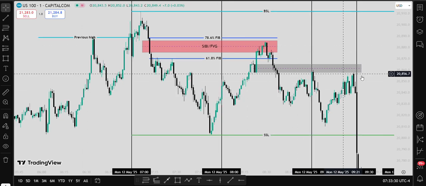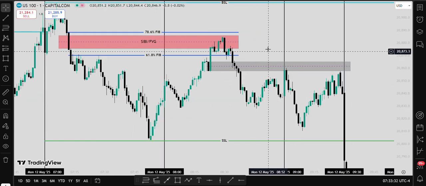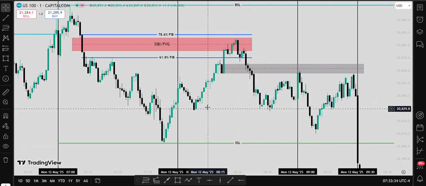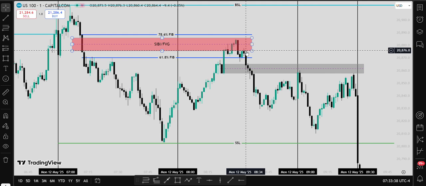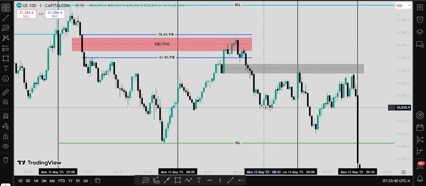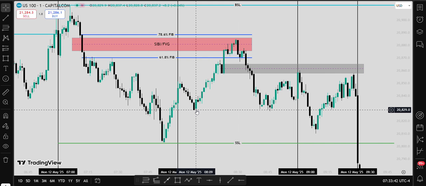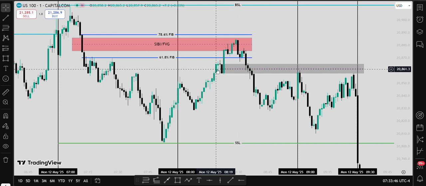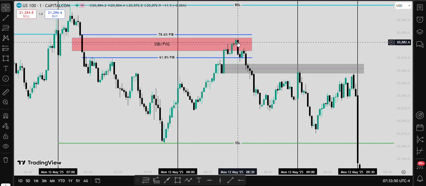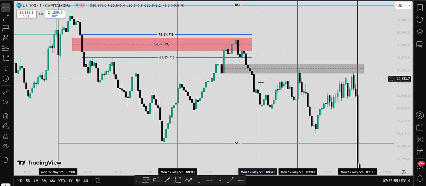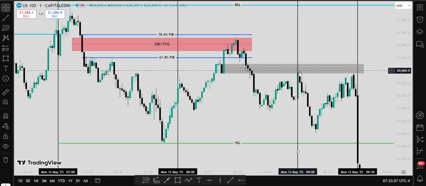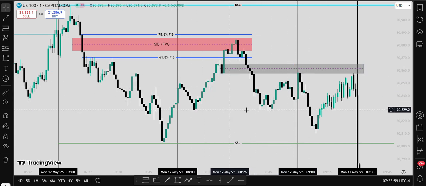Now let us see what's happening at this place again. Once it respected the SIBI, it went all the way down, created equal lows. This is like engineered liquidity. Then it retraced back to this order block, the down close candle, before the rally happened to this SIBI above here. It retraced right there. Then it took out these equal lows.